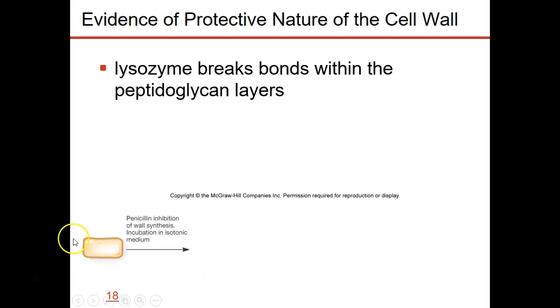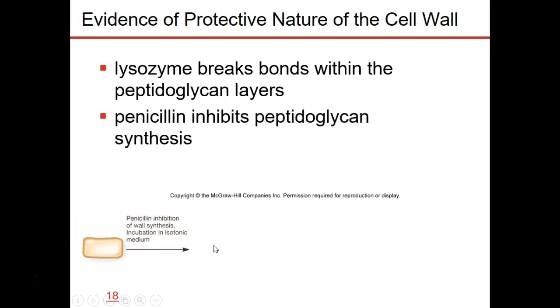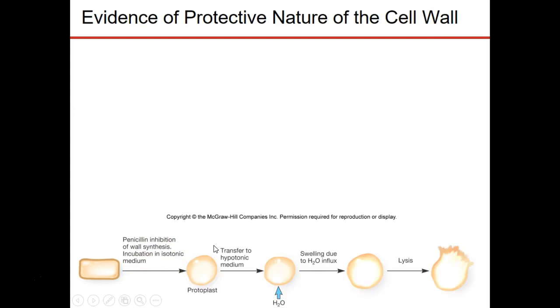So here is a bacterial cell. When you add penicillin, the cell wall won't form. So if that was in an isotonic condition, nothing would happen to the cell. But when you move that cell into the hypotonic solution, fluids will move in, causing the cell to swell and eventually burst open.